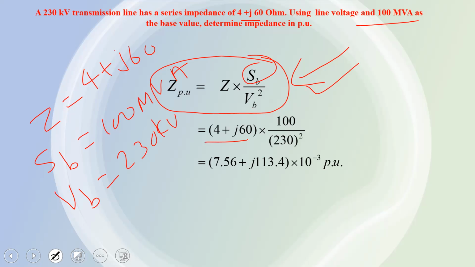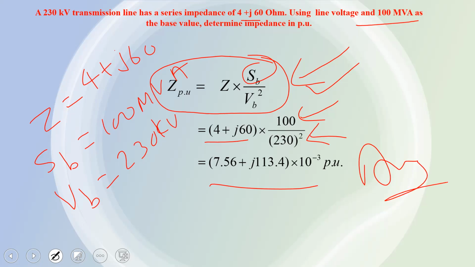So here the actual value is 4 plus j60. Base MVA is 100 MVA and base voltage is 230 kilovolt. So you can just substitute this data in this formula, and you will get this answer. In this way, using this formula, you can convert impedance, resistance, reactance, which is given in conventional unit, into per unit.